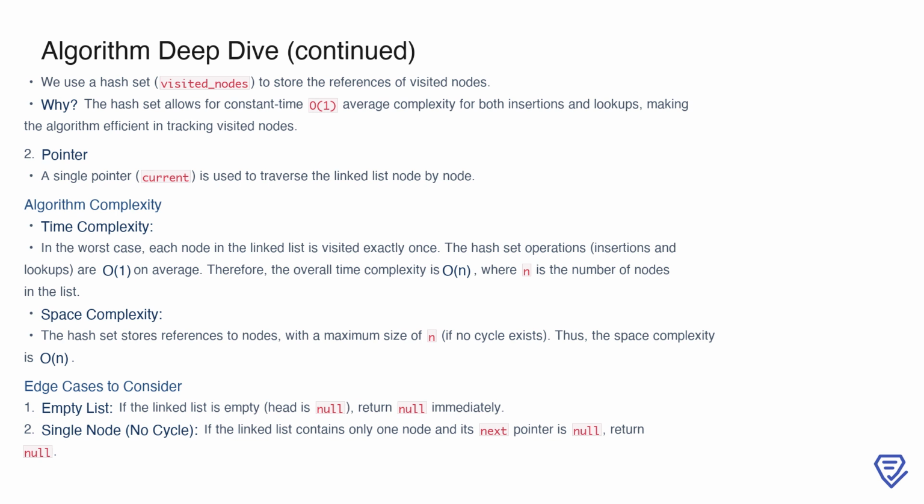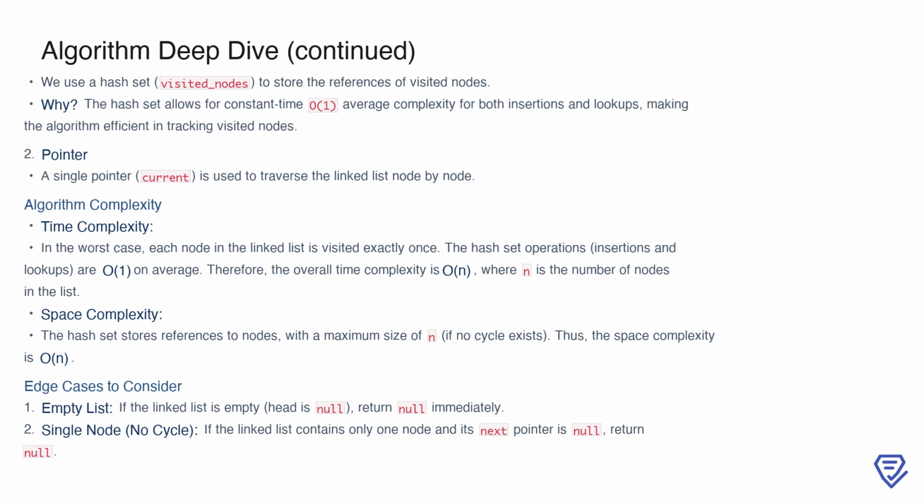Second, a single pointer, current, is used to traverse the linked list node by node. The computational complexity of this algorithm is also worth noting. In terms of time complexity, each node in the linked list is visited exactly once, and each hash set operation, whether an insertion or a lookup, takes O(1) on average. As a result, the overall time complexity is O(n), where n is the number of nodes in the list.